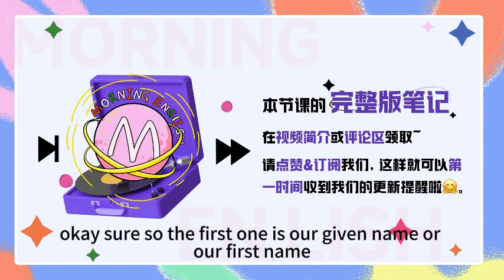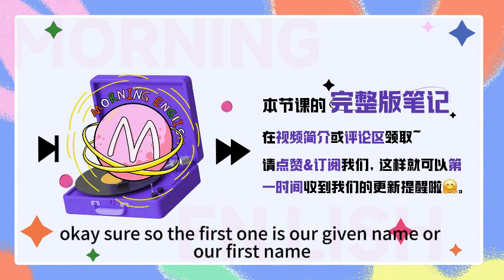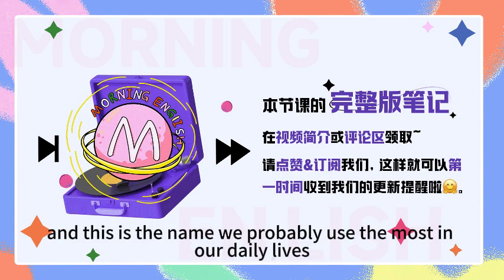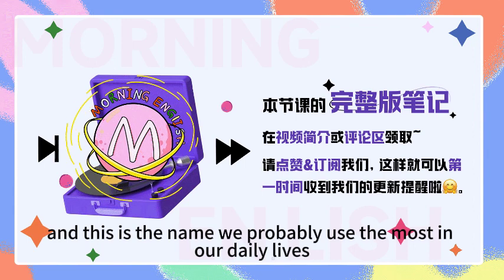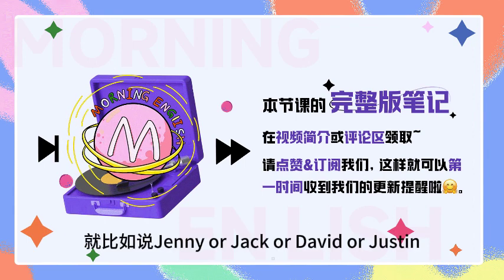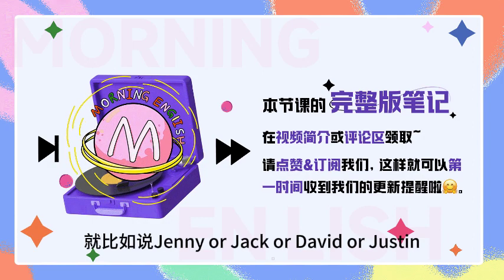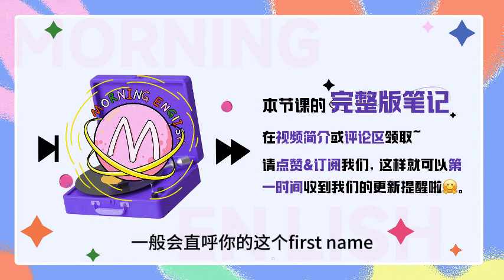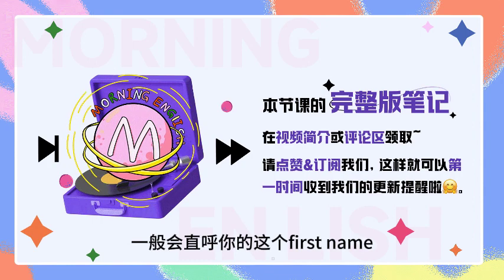So let's look at the 3 parts in a bit more detail. Okay, sure. So the first one is our given name or our first name. And this is the name we probably use the most in our daily lives. 对，就比如说 Jenny 或 Jack 或 David 或 Justin 等等等等，就平时在生活当中啊，朋友之间相称一般会直呼你的这个 first name.